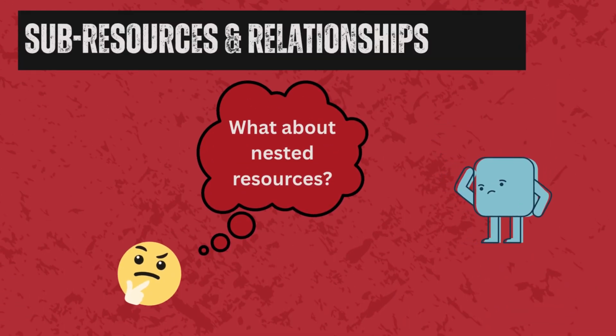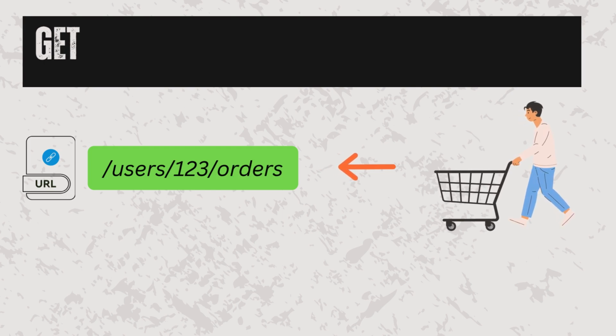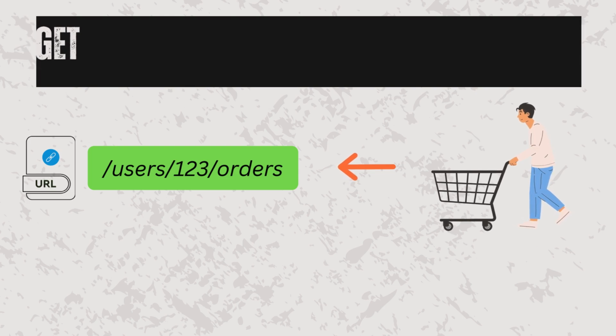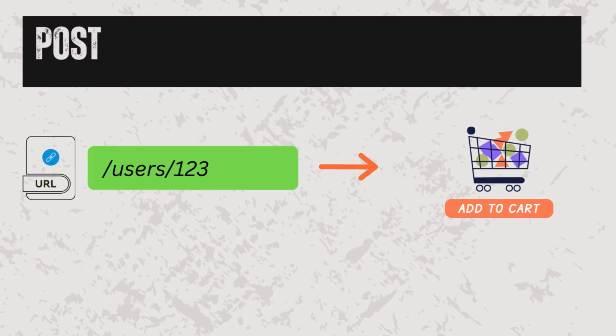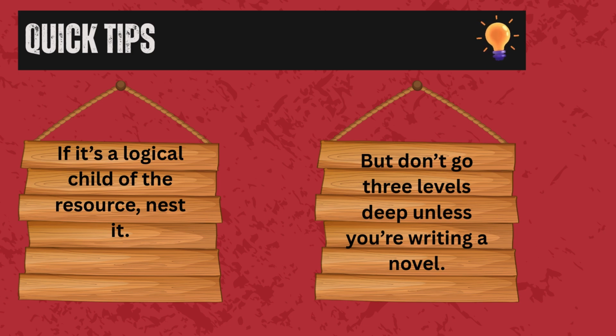For that we can have URIs like GET /users/123/orders for getting all orders for user 123. POST /users/123/orders for creating a new order for that user. If it's a logical child of the resource, nest it. But don't go 3 levels deep unless you're writing a novel.